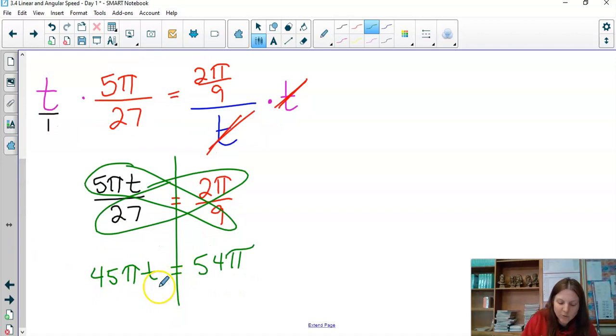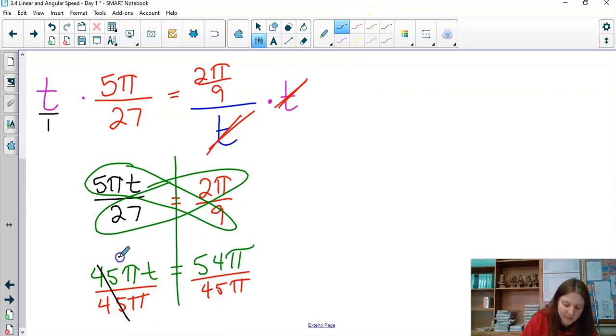Next, I'm going to divide by whatever's next to the t. Remember, I'm trying to get the variable by itself. So I'm going to divide by 45 pi. Divide by 45 pi. That's going to divide out the 45s. That's going to divide out the pi's. And on the right side of the equation, it's going to divide out the pi's.